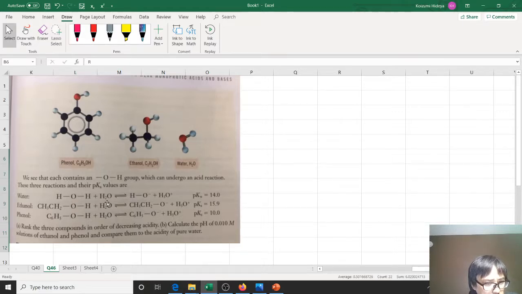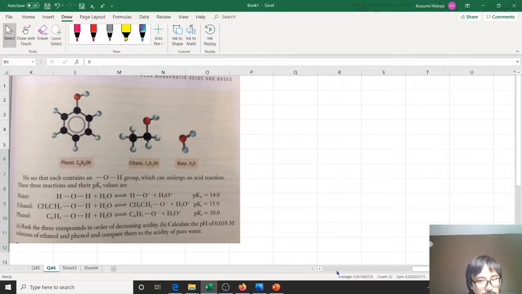So H2O and H2O becoming OH minus and H3O plus. We already did this one, but I'm gonna repeat it. Ethanol is this one, reacting with water to produce something O minus and H3O plus, and then phenol, which is this one, plus H2O producing something O minus and then H3O plus, and pKa is given.